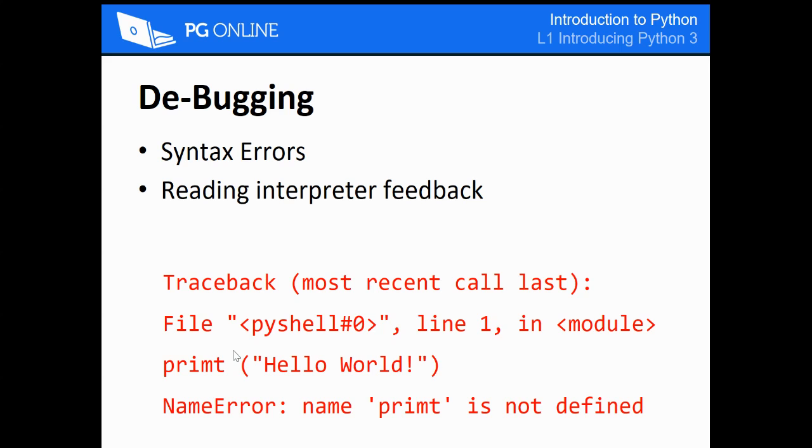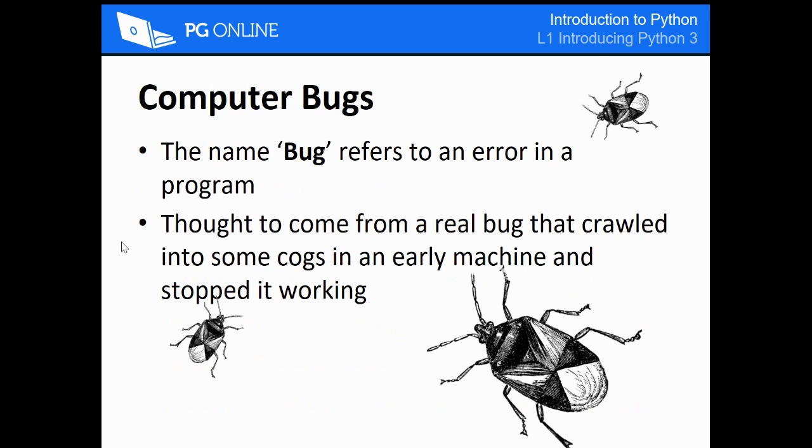The next thing is debugging, so reading and interpreting the feedback. You can see here, it says print is not defined. Obviously it's a spelling mistake in the print hello world statement, so it doesn't know what to do with this. It's not an instruction Python understands. Computer bugs: the name bug refers to an error in a program, thought to come from a real bug that crawled into some cogs in an early machine and stopped it working.